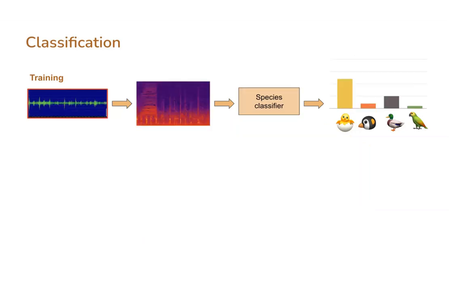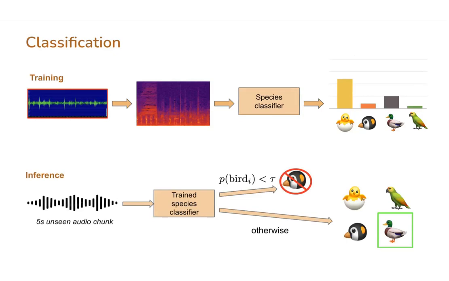At inference time, the trained model is first given an unlabeled 5-second audio clip. If none of the estimated probabilities are higher than some threshold, the model outputs that no birds are present, and otherwise outputs the most probable bird species.